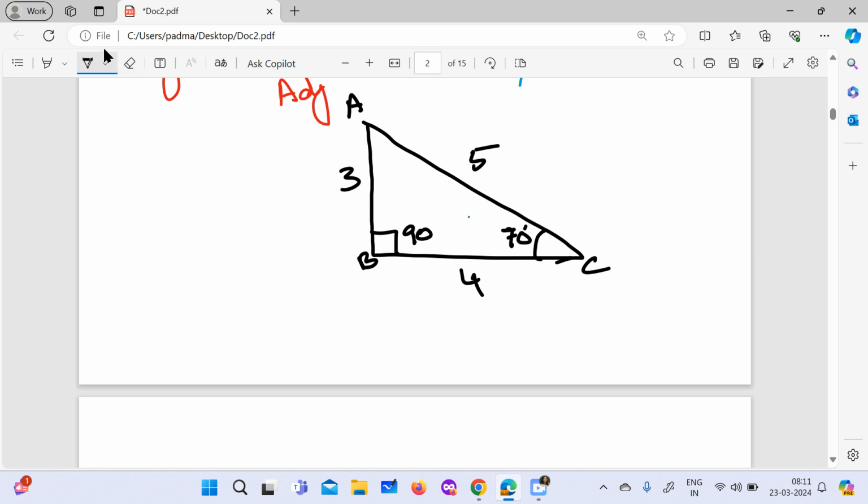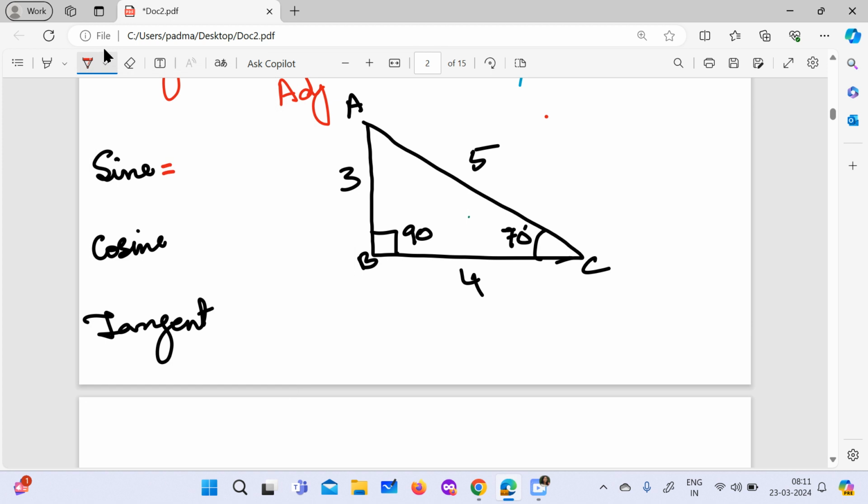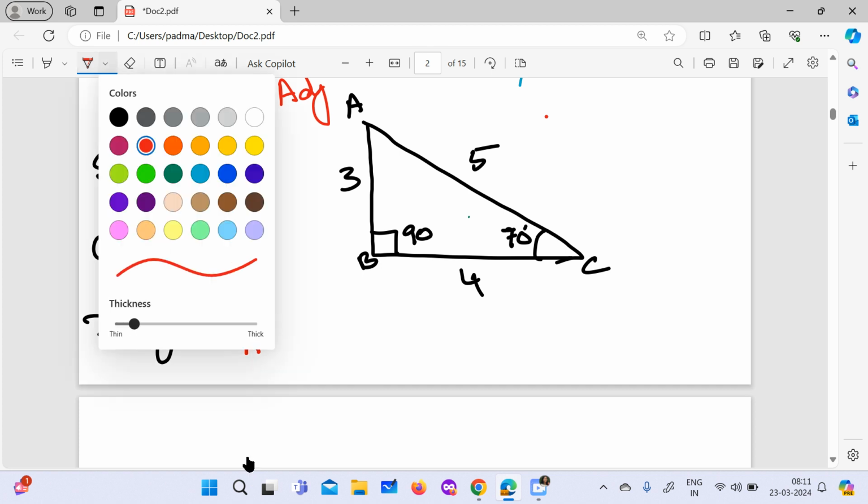Now we'll write the sine ratio, cosine ratio, and then tangent for this triangle. You can always write in short sine, cos, tan. Okay, let me write the formula for this. Sine is opposite upon hypotenuse, cos is adjacent upon hypotenuse, tan is opposite upon adjacent. Now let me mark opposite, adjacent and hypotenuse in my triangle as well.